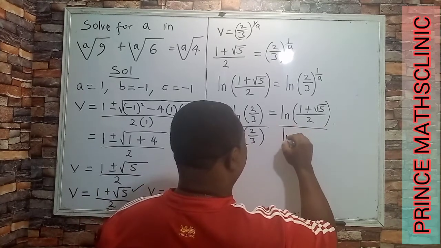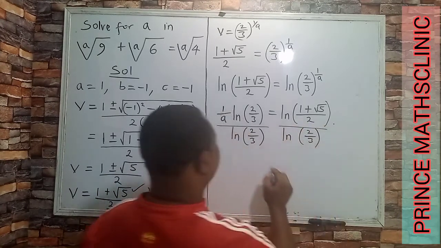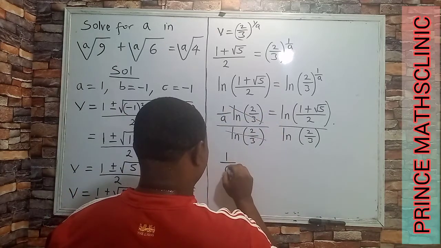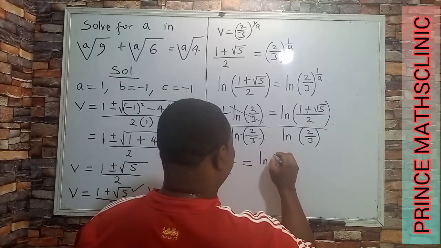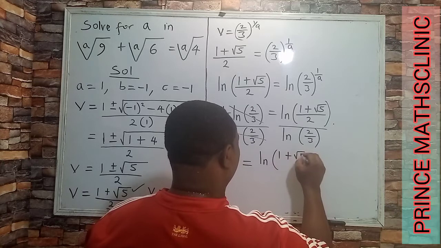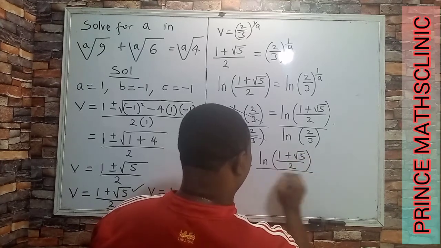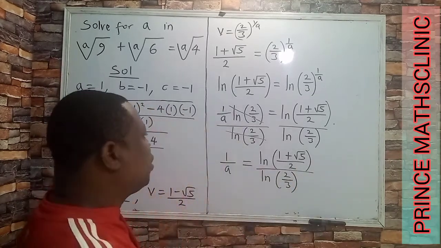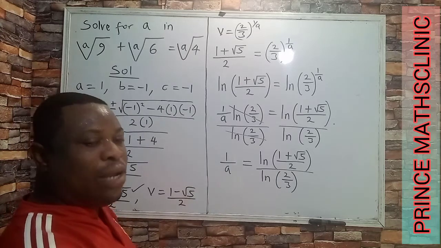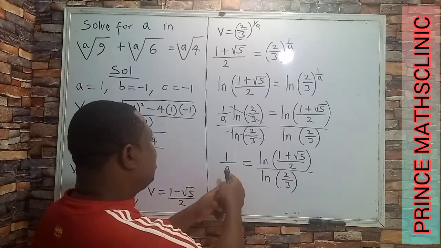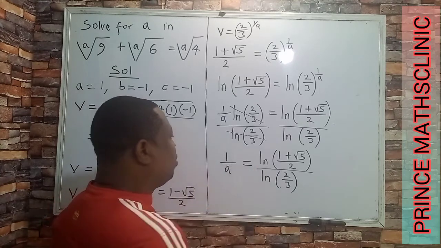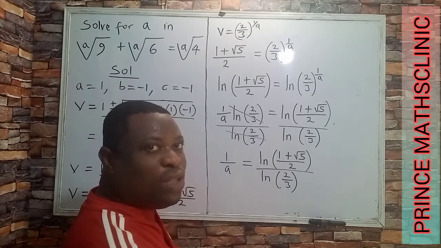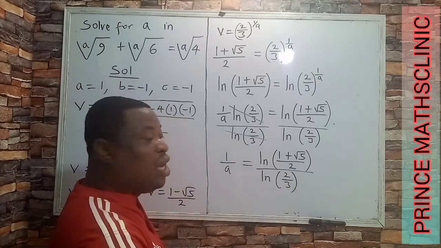Therefore, for me to get my a, I have to divide both sides by ln 2 over 3. ln 2 over 3 cancels ln 2 over 3. Then I have 1 over a equals ln 1 plus root of 5 over 2 divided by ln 2 over 3. But I want to get the value for a. So what do I do? I have to take the inverse, meaning take a up, bring 1 down. So what I've done to the left, I must do to the right. That is why they are called equation. Equal means they are equal.